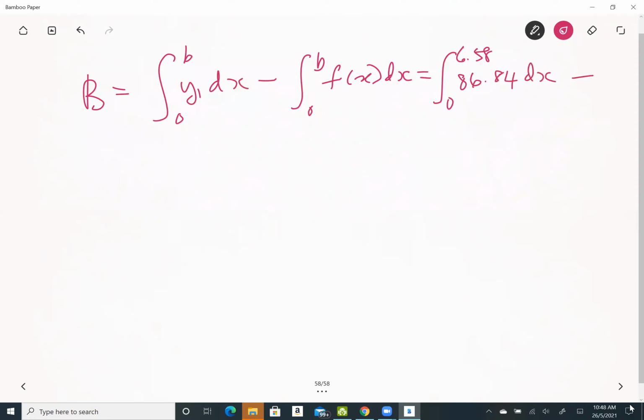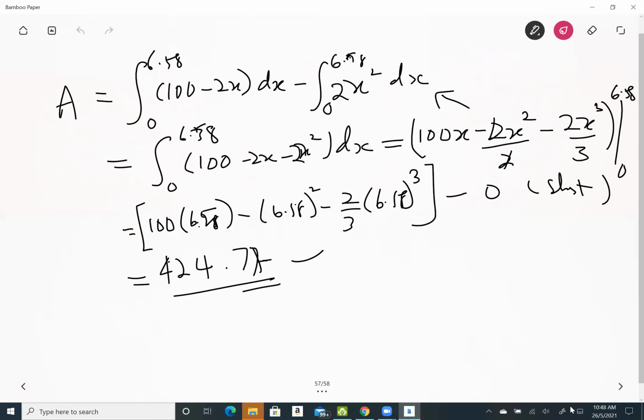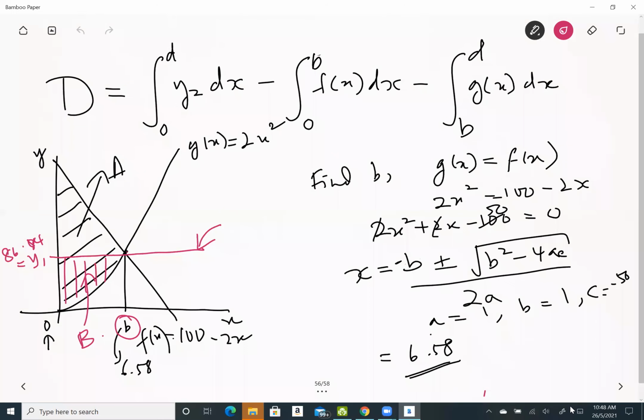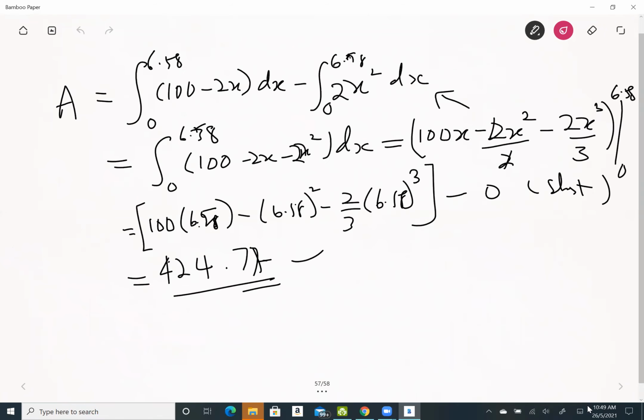Okay, take out the area from 0 to 6.58 of f of x, which is 100 minus 2x dx. So, simplify. The area is g of x dx. Okay, look again. Area under g of x. So it's not under f of x. So, g of x from 0 to 6.58. So the area under G, not area under F.